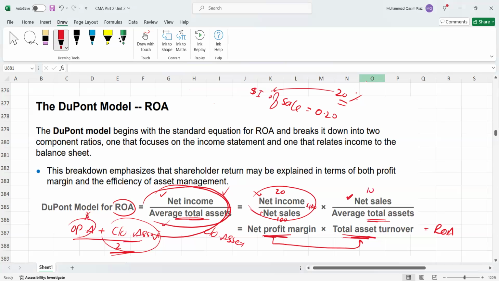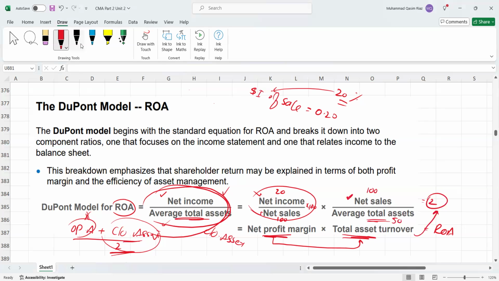Let's assume, for example, net sale is $100 and our average total asset is $50. You don't need to multiply by 100, because usually it is expressed in times. So 100 divided by 50, you will get the answer 2. Now you have to understand what it means if the total asset turnover is 2. What does this 2 mean?